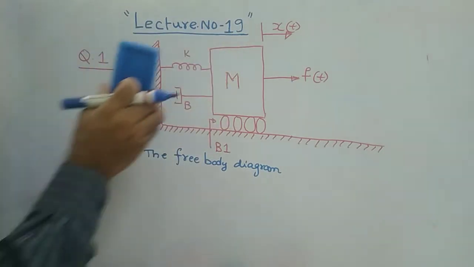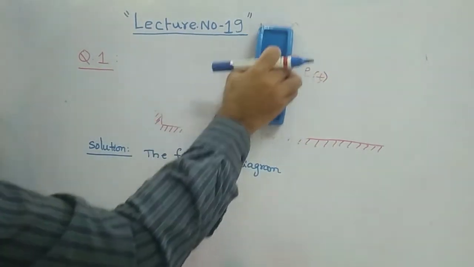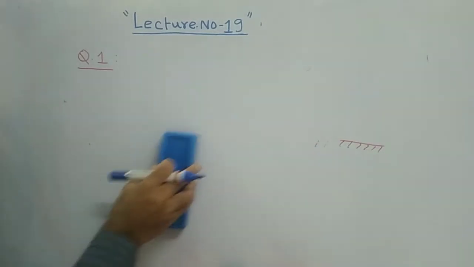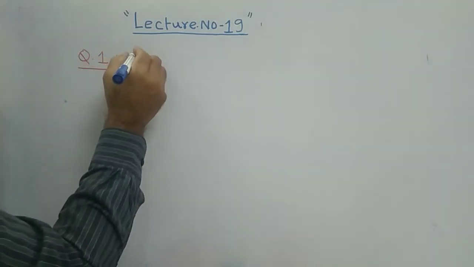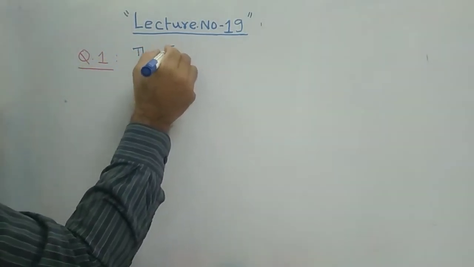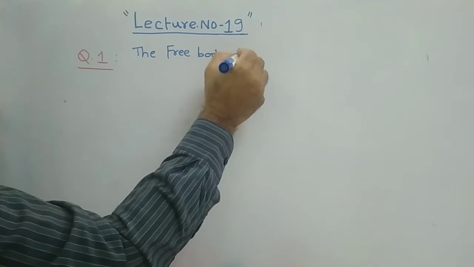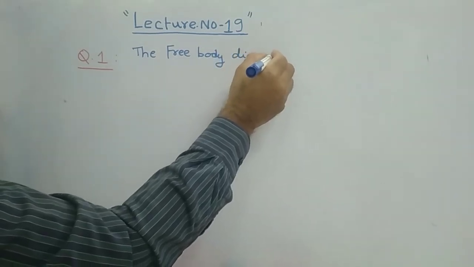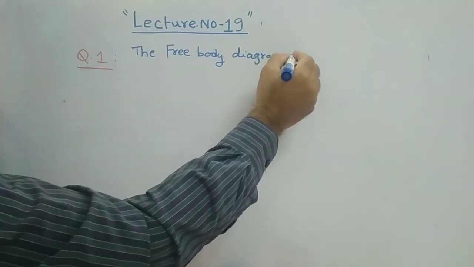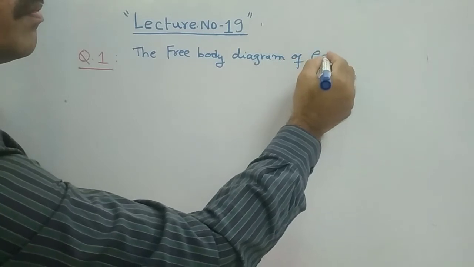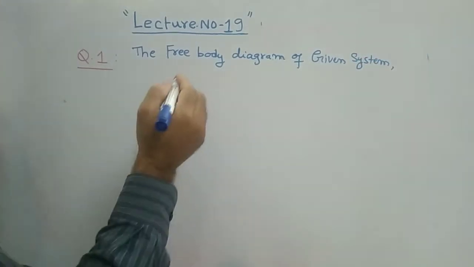Now I will erase this and draw the free body diagram here for you. So the free body diagram of the given mechanical system is like this only.